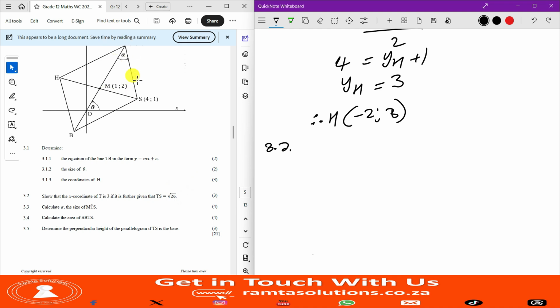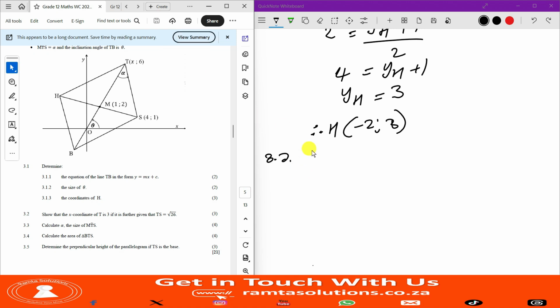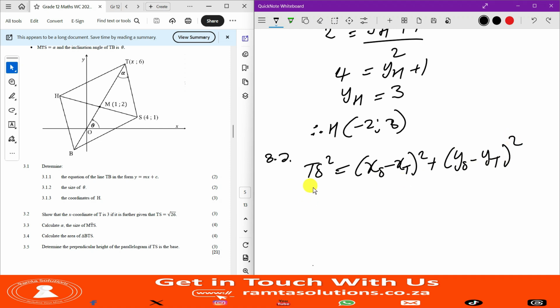Okay, so TS, here we can use the distance formula, all right? We can use the distance formula. So we can say TS squared equals (x of S minus x of T) squared plus (y of S minus y of T) squared. So what is TS? They said TS is square root of 26, right? What is x of S? X of S is 4. What is x of T? It is x. What is y of S? It is 1. Y of T is 6.